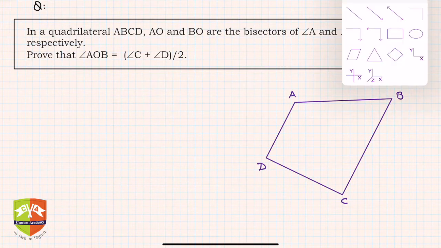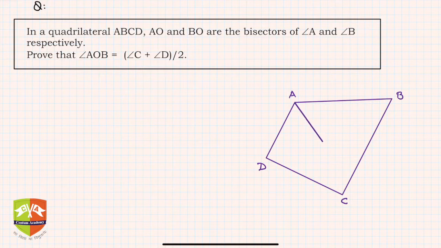Okay, so let us now try to draw bisectors. So let's say this is AO and this one should be BO. Okay, so let this point be O. Okay, so when it is a bisector, we can easily name it as X. So this will also be X. This will be Y. And this will be Y because AO and BO are angle bisectors of angle A and B respectively. You have to prove that AOB, so this angle is AOB, isn't it? AOB is equal to C plus D by 2.